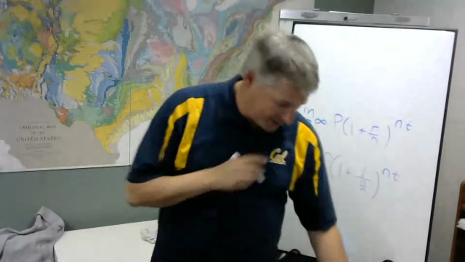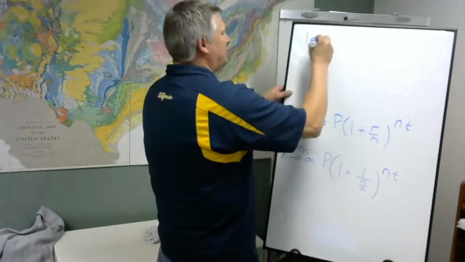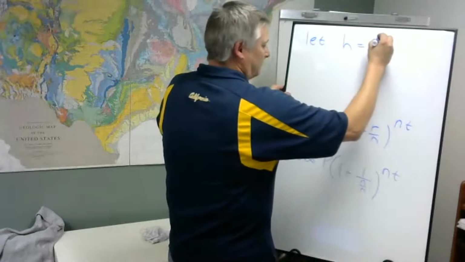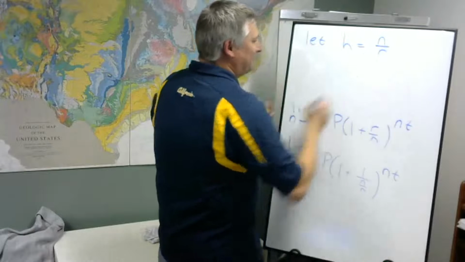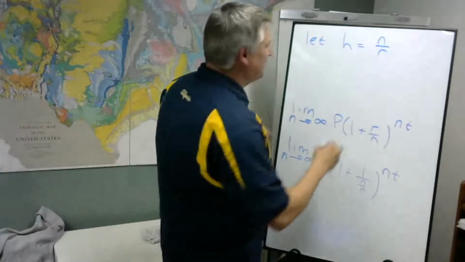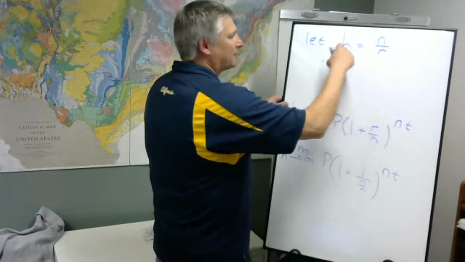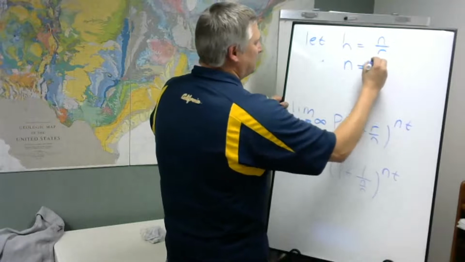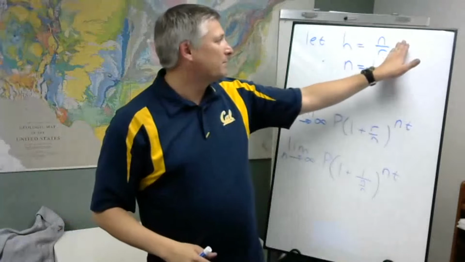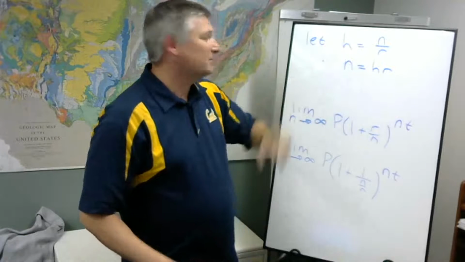Now we're going to do a little trick here. We're going to come up with h and let h equal n over r. If we do that, we're going to make the observation that this means we can multiply both sides by r. N equals h times r. And again, you can get that by multiplying both sides by r. You'll get cancellation of r over here, and get r times h over here.